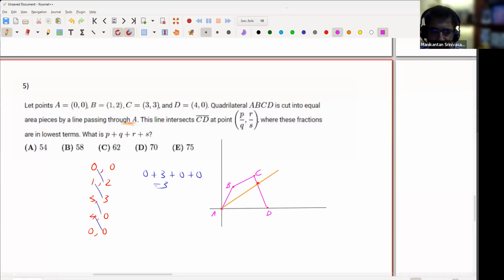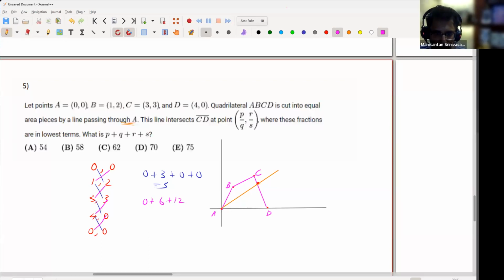Let's go in the reverse direction and find the product. 1 times 0 is 0. 3 times 2 is 6. 4 times 3 is 12. And 0 times 0 is 0. So this product is 18.